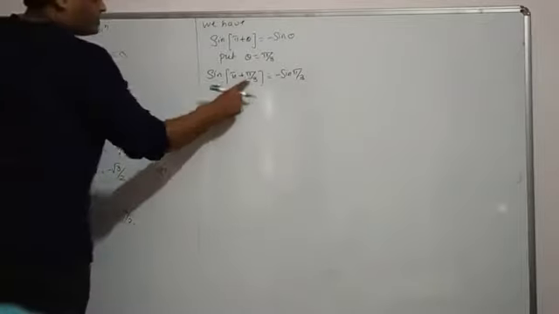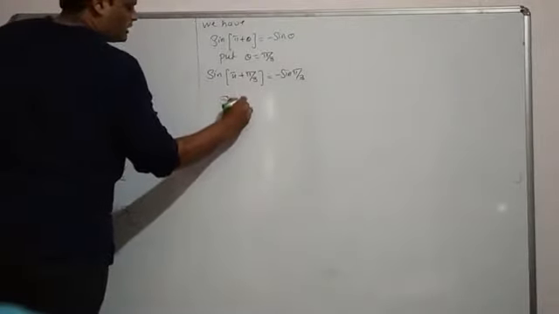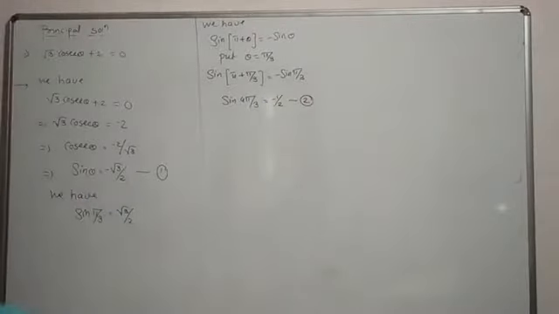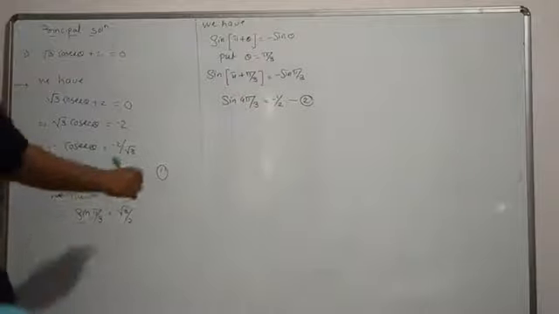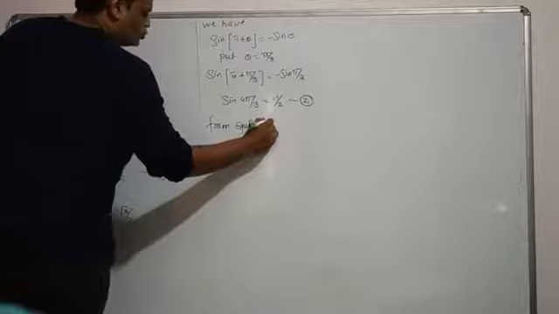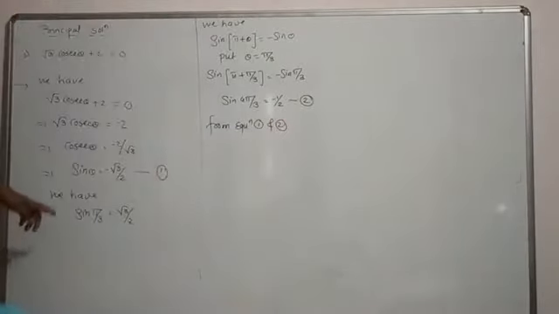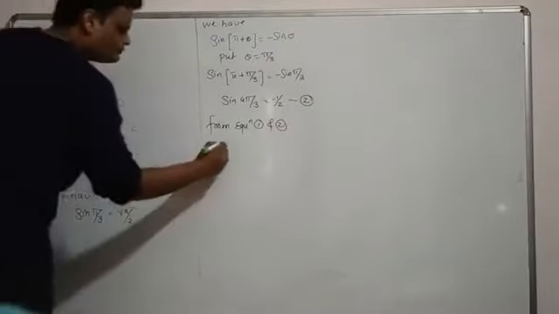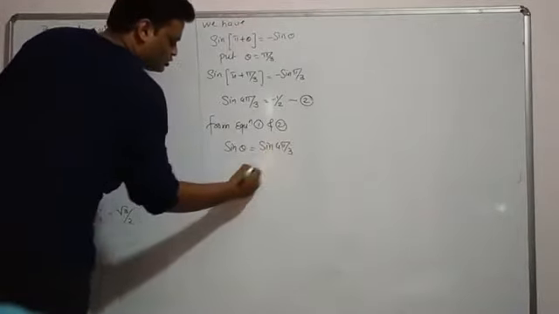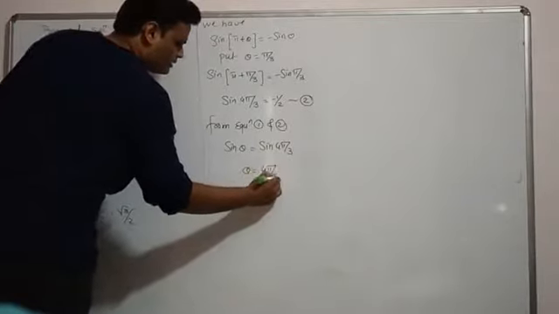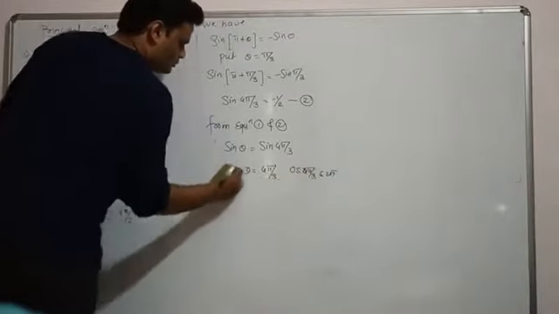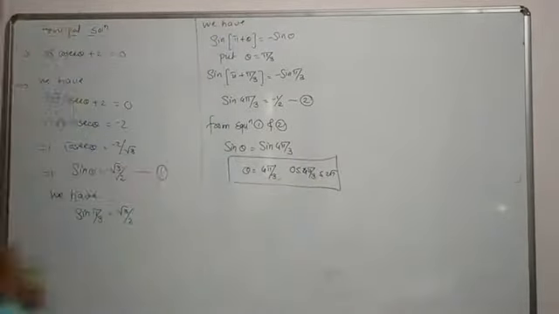So what you have? 3 plus 1, 4. So sine 4 pi by 3 is equal to minus root 3 by 2. Call this as equation 2. So if you compare equation 1 and 2, what you have? Sine theta is equal to sine 4 pi by 3. So what is theta? Theta is 4 pi by 3, such that 0 is less than 4 pi by 3 is less than 2 pi. So this is your first theta.